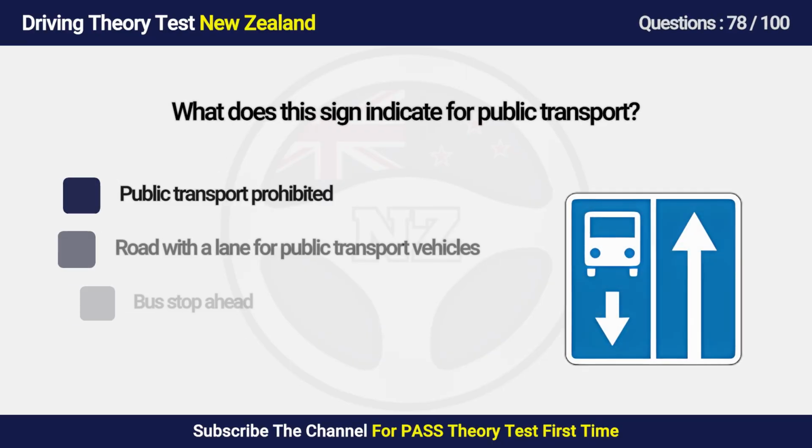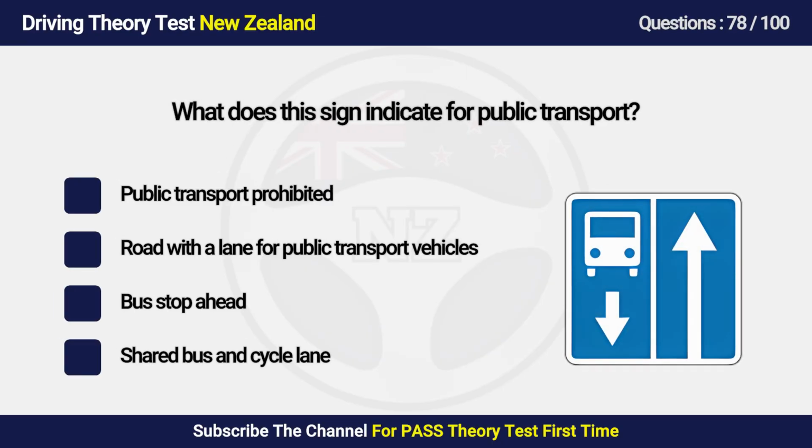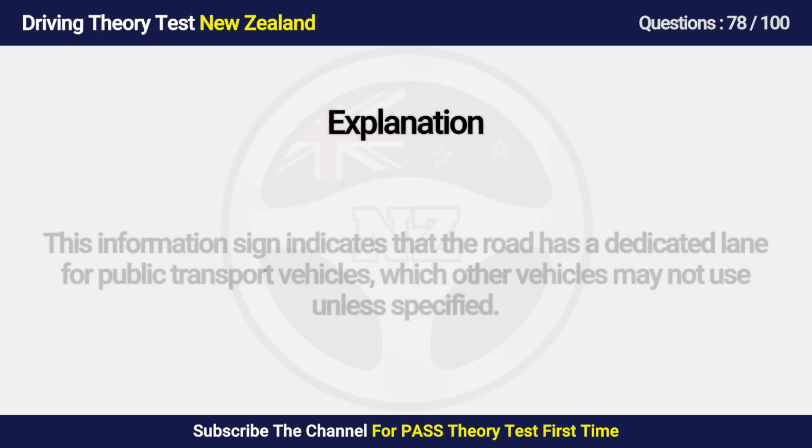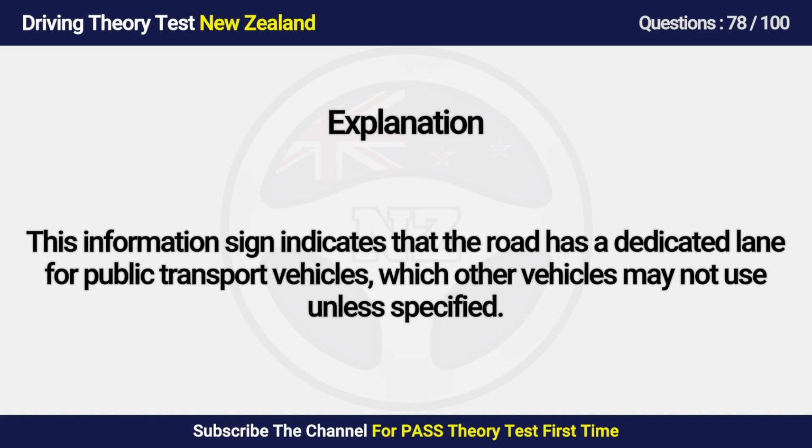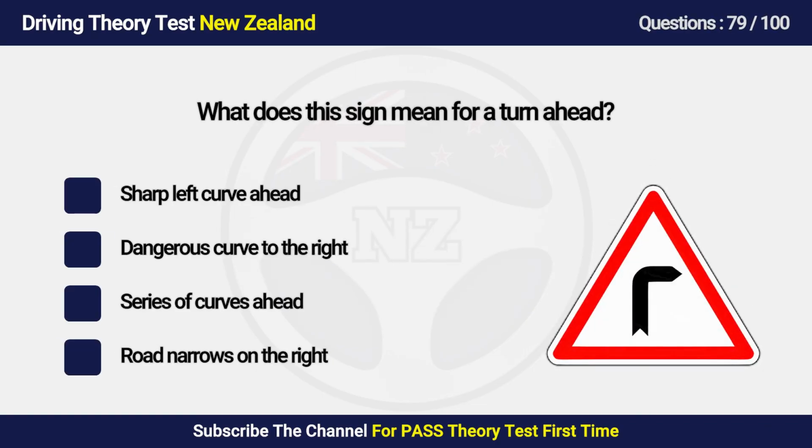Question 78. What does this sign indicate for public transport? A. Public transport prohibited. B. Road with a lane for public transport vehicles. C. Bus stop ahead. D. Shared bus and cycle lane. Answer is B. Road with a lane for public transport vehicles. This information sign indicates that the road has a dedicated lane for public transport vehicles, which other vehicles may not use unless permitted.